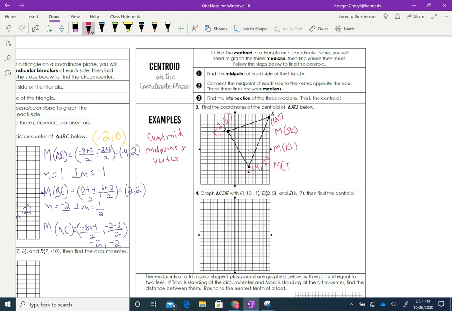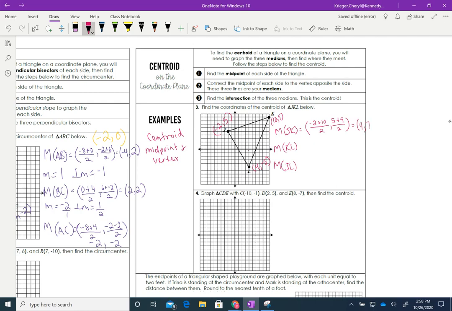All right. So the midpoint of JK is the average of my x values, -2 plus 10 divided by 2, and the average of my y values, 5 plus 9 divided by 2, which gives me 8 divided by 2 is 4, and 14 divided by 2 is 7.